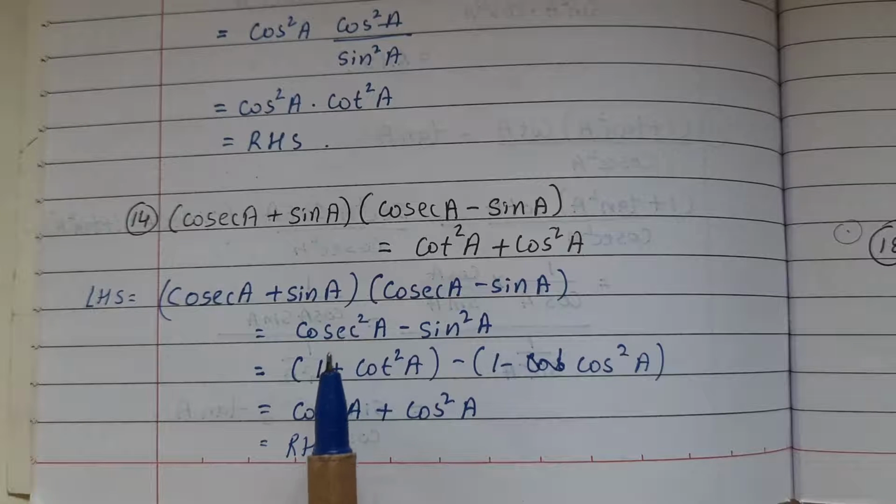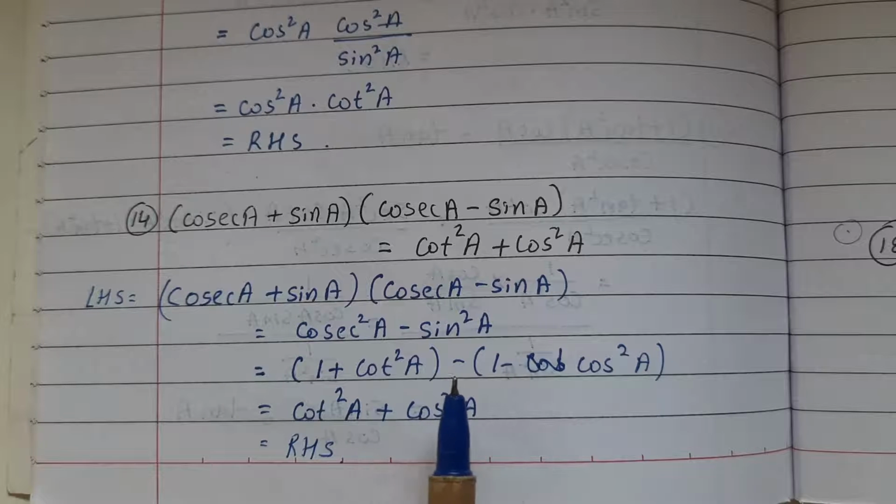Cosec square A is 1 plus cot square A. Sin square A is 1 minus cos square A. Equal to 1 plus cot square A minus (1 minus cos square A). 1 gets cancelled. Cot square A plus cos square A equal to right hand side.